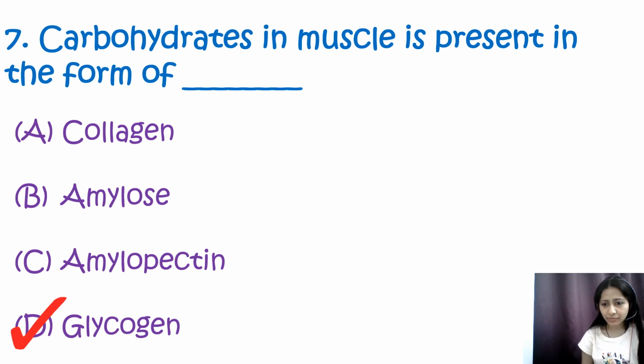So when we need this energy, what will happen? Our body can break down this stored glycogen into glucose units, and then our cells can take this and provide us the energy. Whereas over here collagen, amylose and amylopectins are not found in our body muscles. So over here my correct option will be D, that is glycogen.